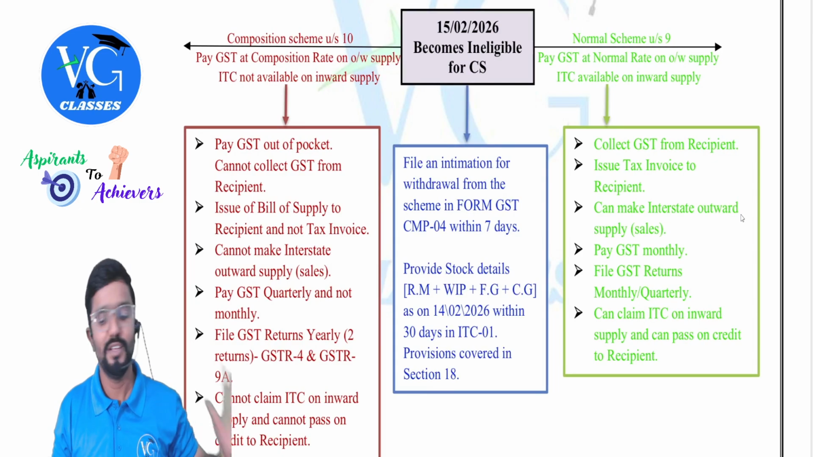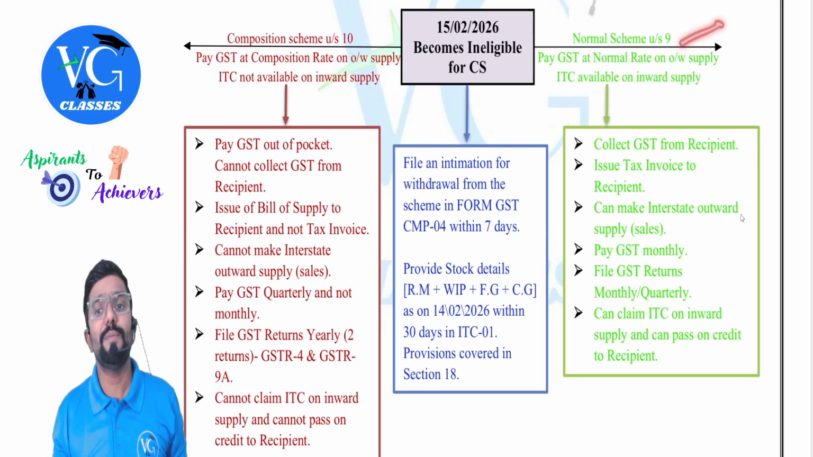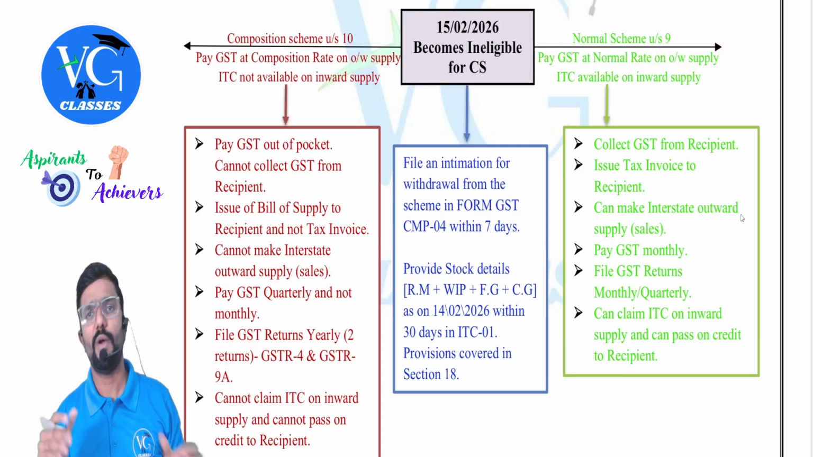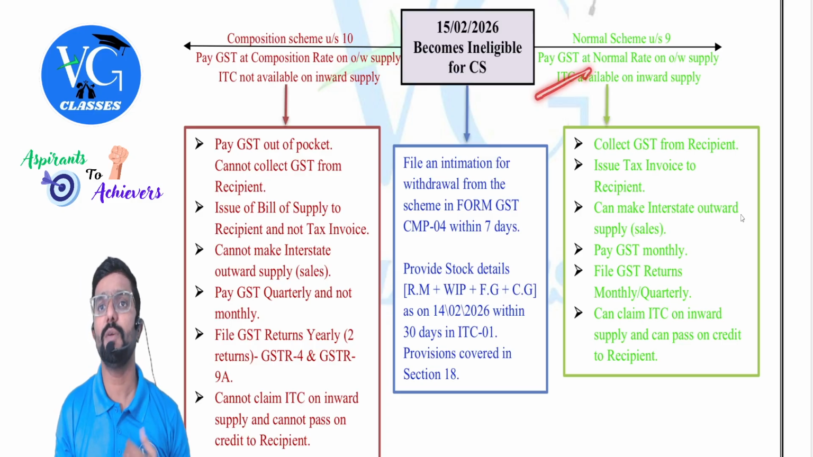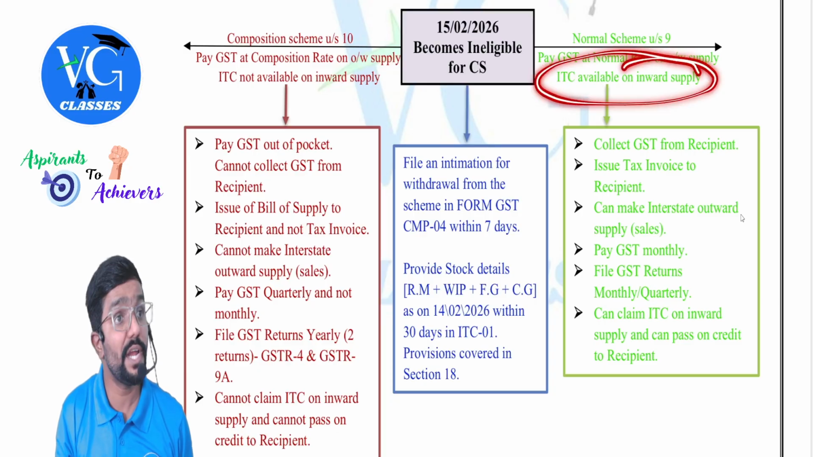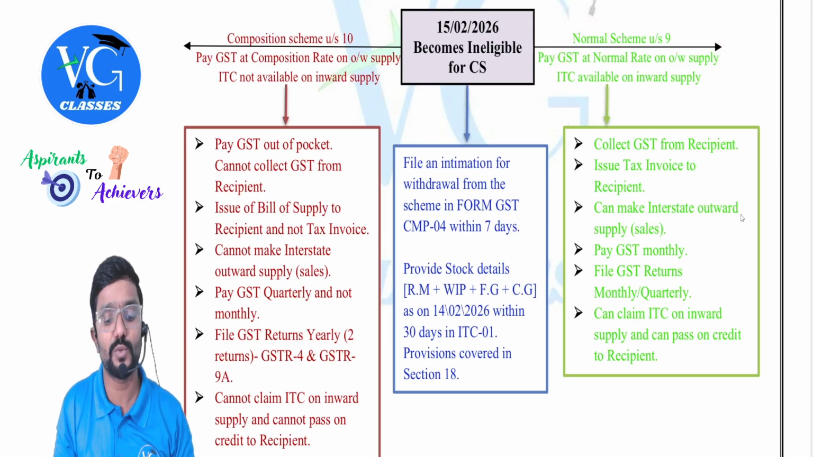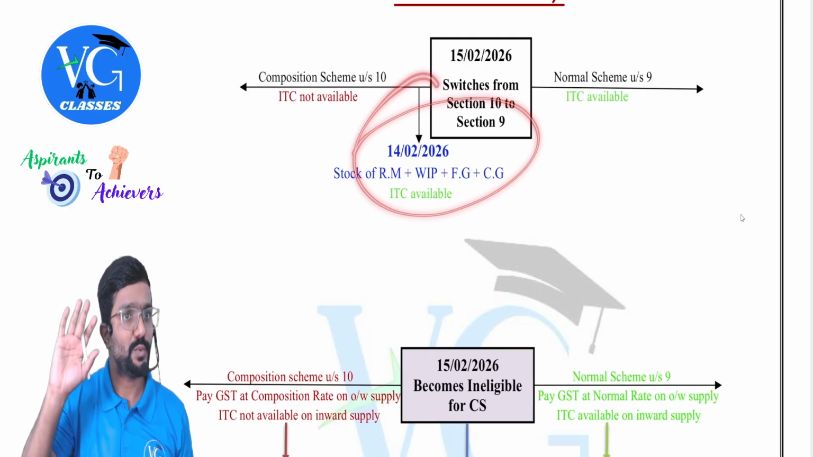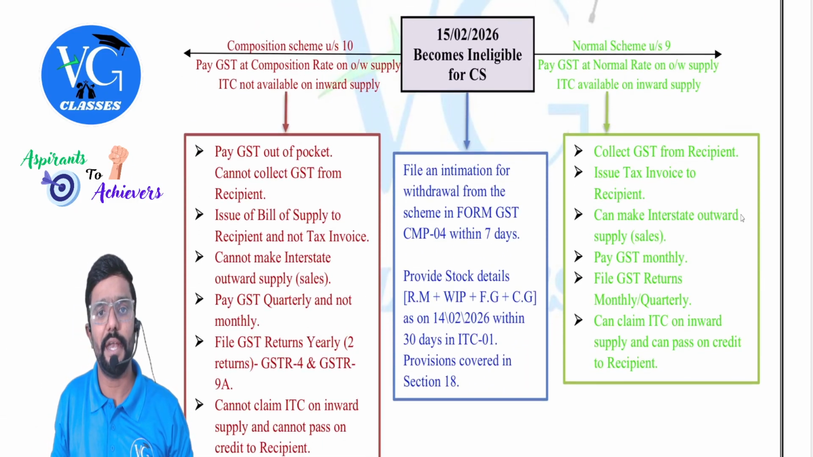New life. So, what are the things, sir? I am under the normal scheme under section 9. I pay GST on my outward supply at what rate? Normal rate. Whatever rate is applicable for my goods or services. Is ITC available on my inward supply? Yes, it is available. Sir, is this covered in section 18? No, no, this is normal. Okay, this is not a special case. What was covered in the special case was this one. Clear. Once I come under section 9, anyway I am eligible to claim credit.